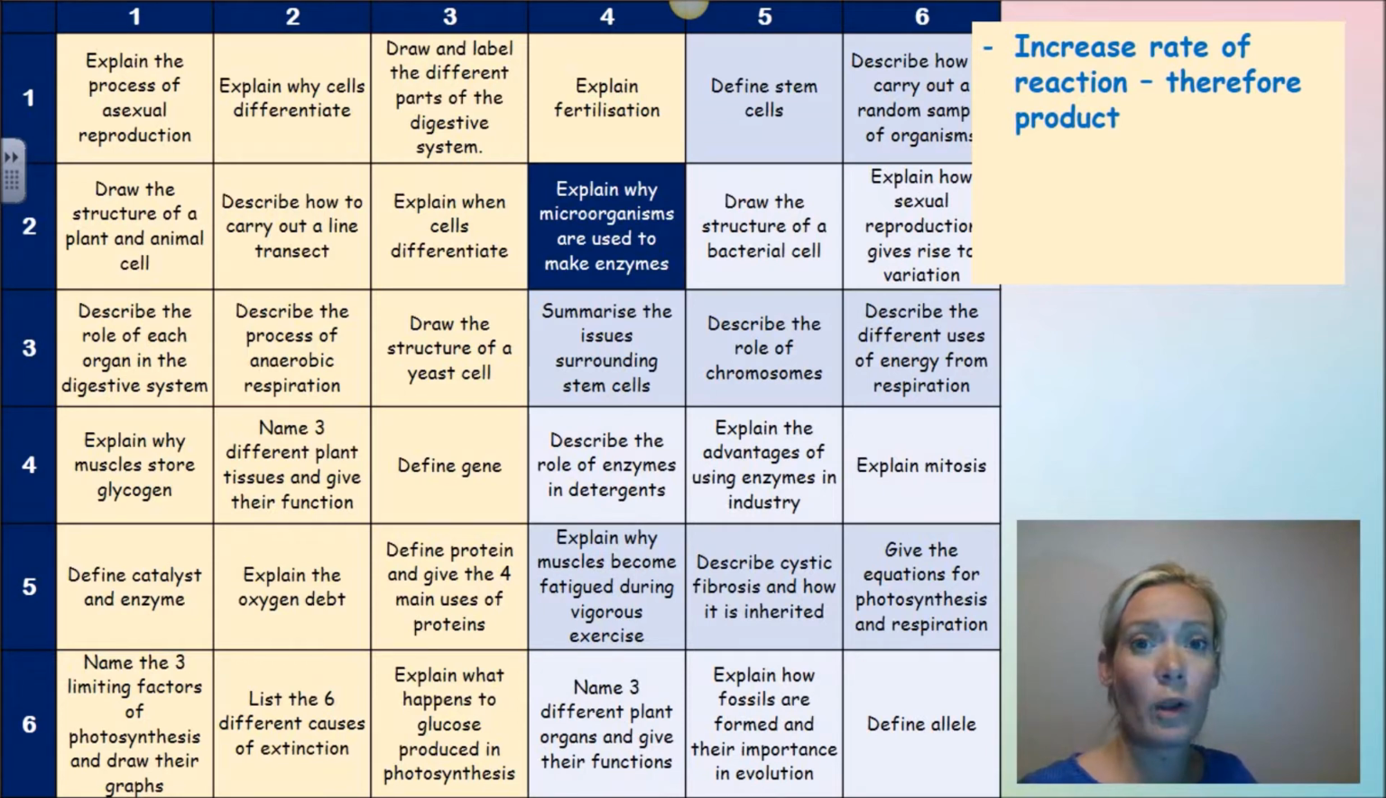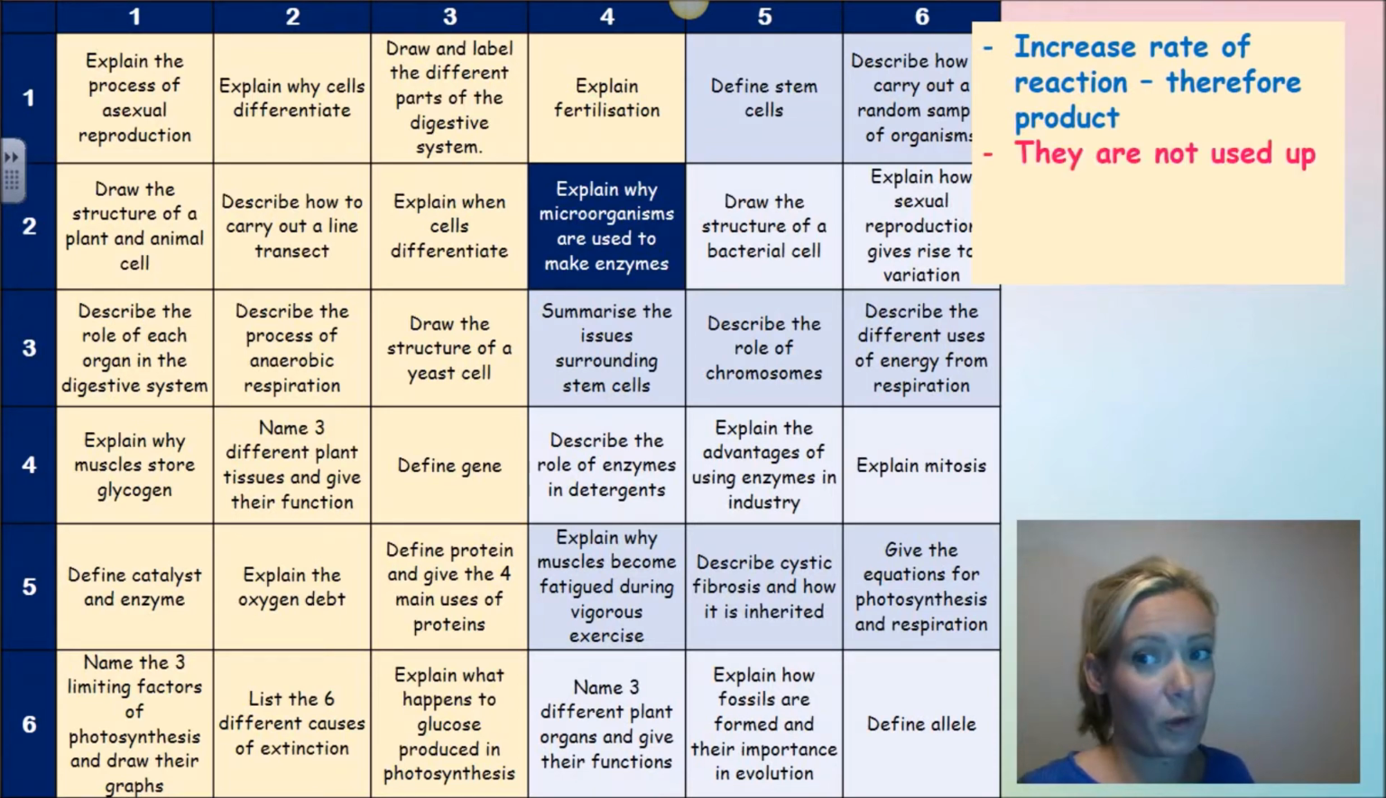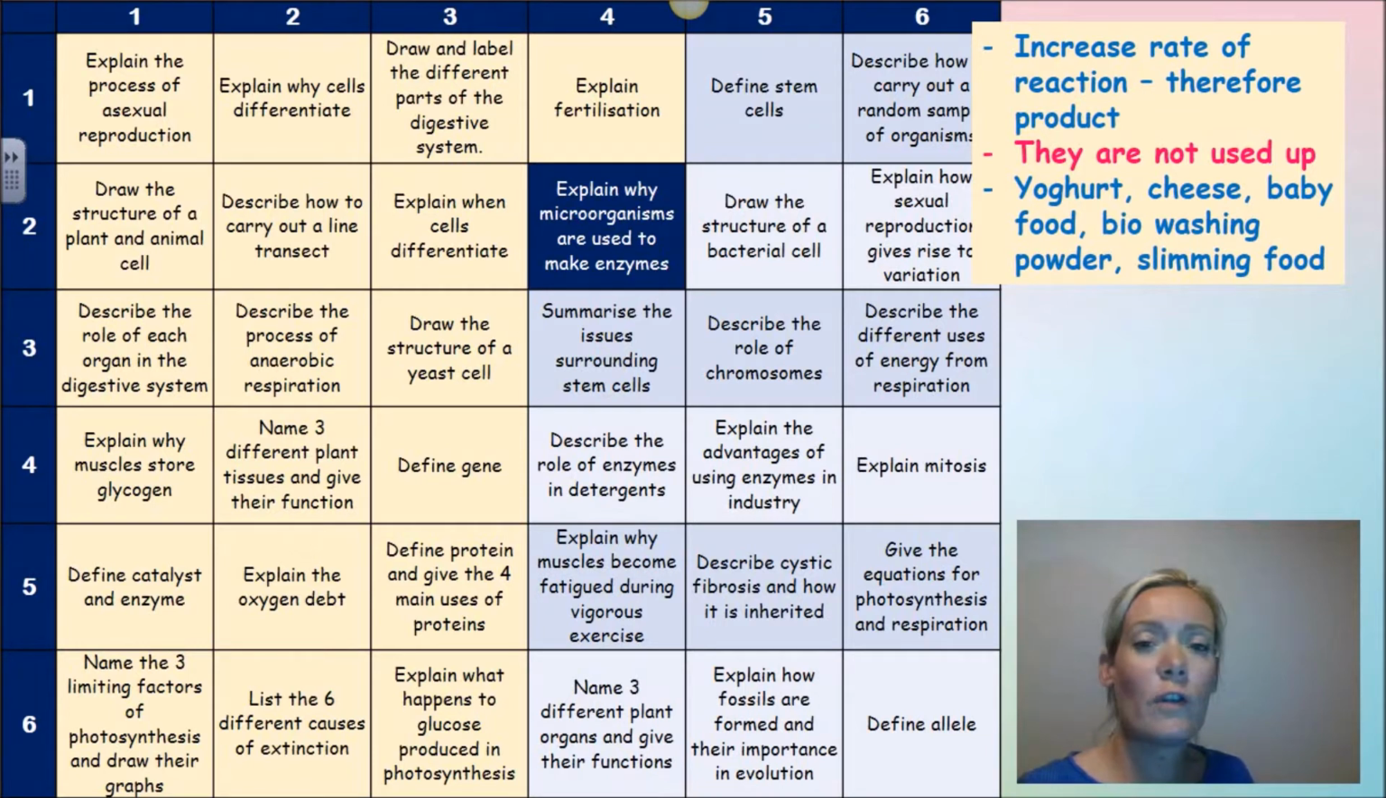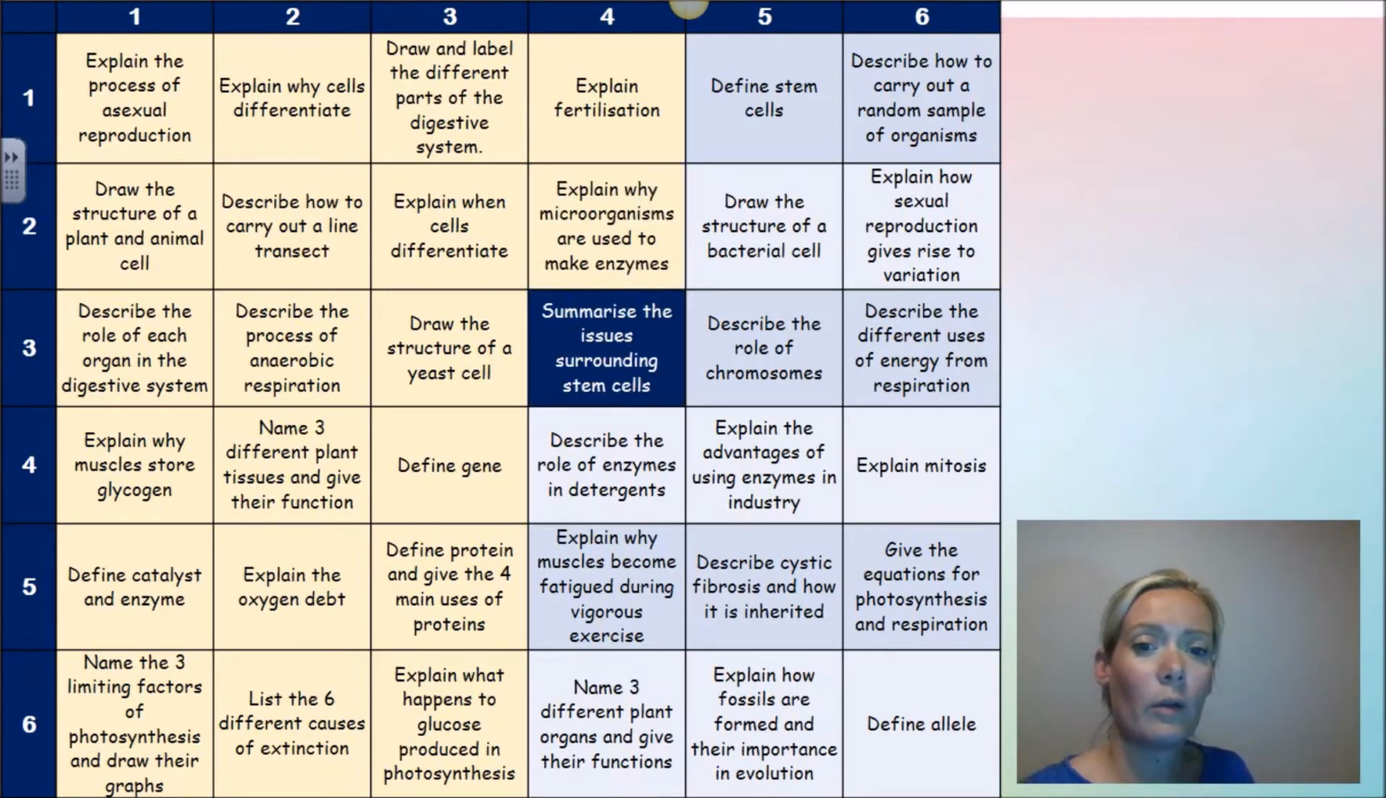So we can use microorganisms and their enzymes because it increases the rate of reaction, and therefore if you're in industry, that increases your amount of product and therefore profit. They're not used up in any way, so that's really good. That's the enzyme, they're not used up, and they're used for lots of different things. Examples of how they are used might be yogurt, cheese. We've also looked at baby food, biological washing powders, etc. for uses of enzymes.